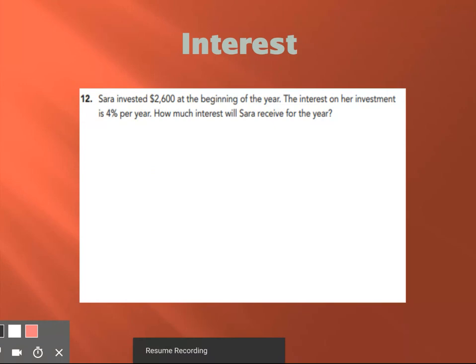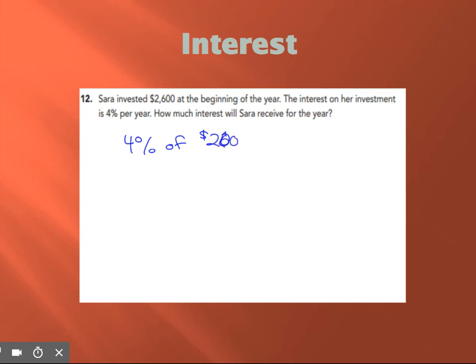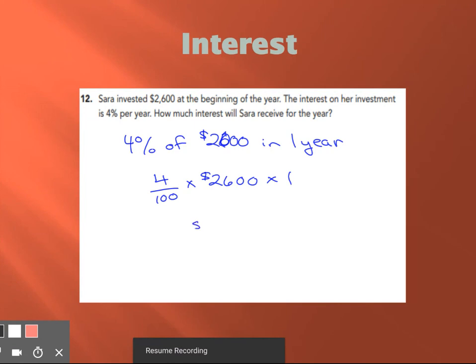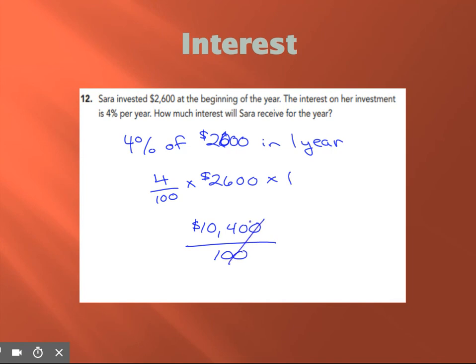So try number 12. Calculate the percent of interest here that Sarah earned with 4% per year. Come back and check your answer in a moment. Okay, so we're doing 4% of $2,600 in 1 year. Hopefully you did 4 over 100 times 2,600 times 1. And you should have gotten $10,400 over 100. Then you can cancel out those zeros, and your answer should have been $104.